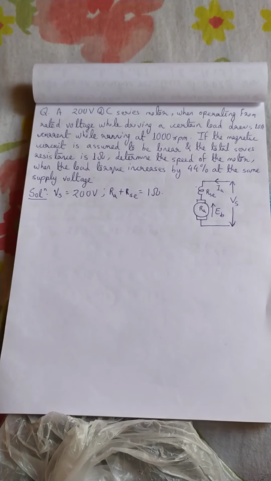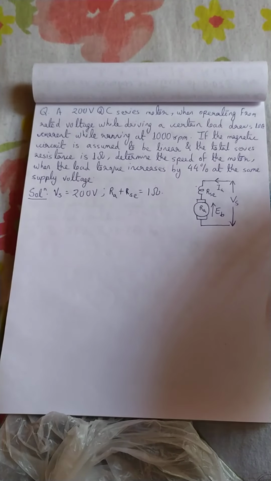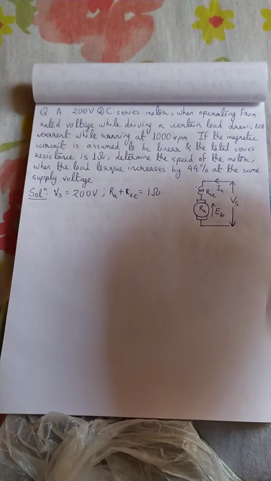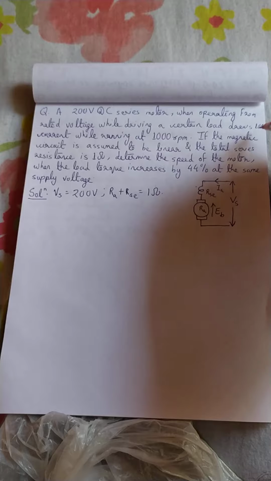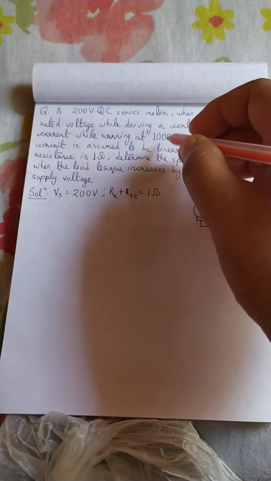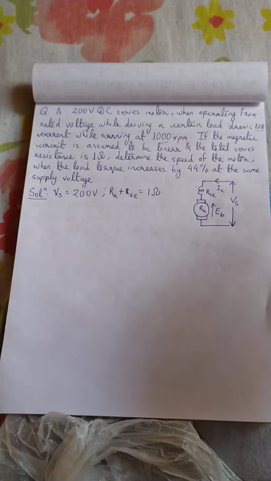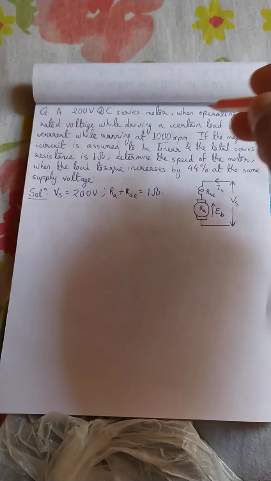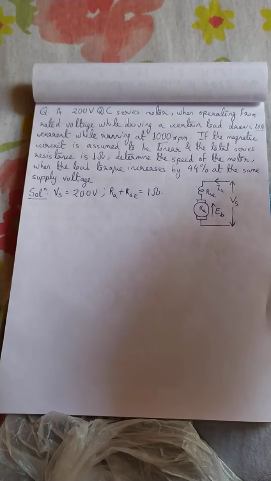Okay, so now come to the third problem. We have a 200 volt DC series motor, delivering some load at which it is drawing 10 ampere of current and running at 1000 rpm. We are assuming the magnetic circuit to be linear. So if we increase the current, the flux inside the machine is going to increase. We have to find the speed of the motor when the load torque increases by 44% for the same supply voltage. This is what is given to us.